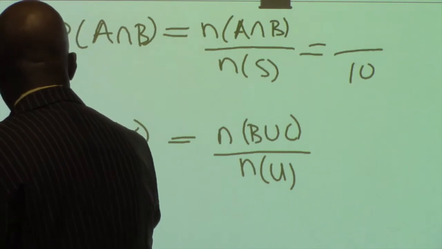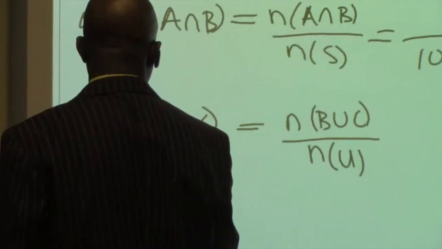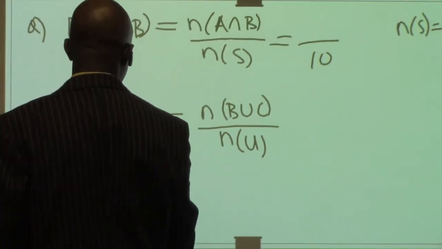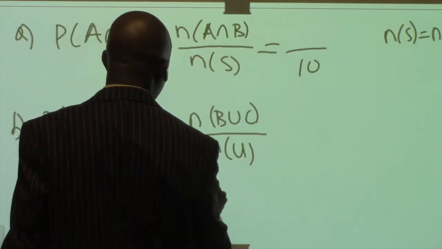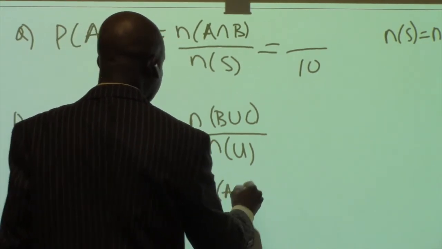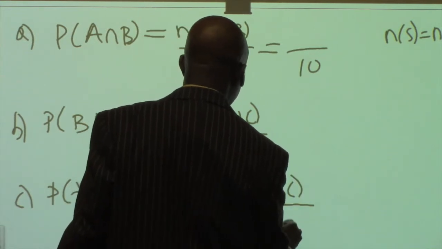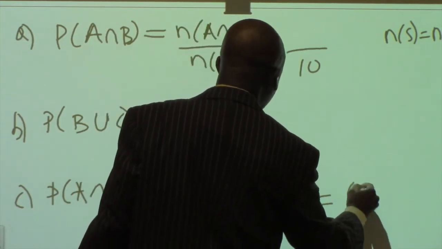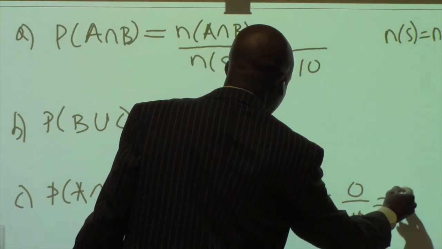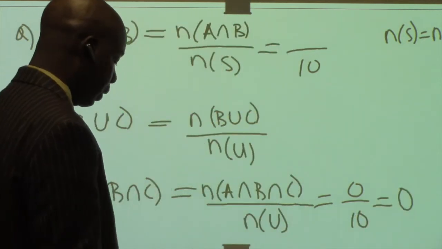And then in C, we're supposed to find the probability of A intersect B intersect C. It is clear that the number of elements in A intersect B intersect C divided by the number of elements in the universal set is going to be 0 over what? 10, and so the answer is what? 0. The intersection was 0.